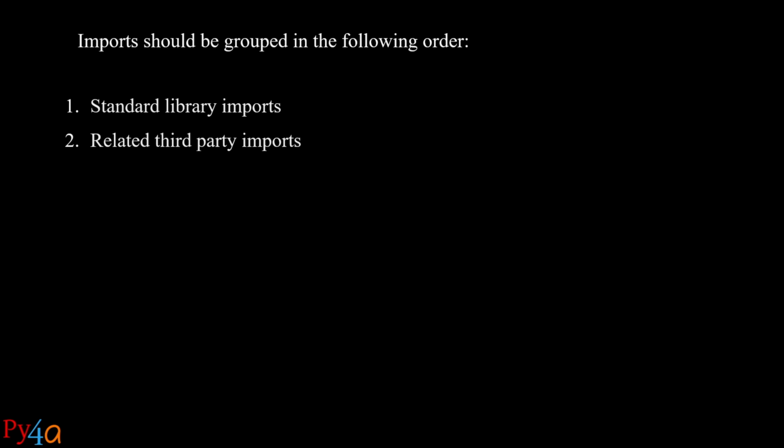Imports should be grouped in the following order: standard library imports, related third-party imports, local application or library-specific imports. What that means is that when importing, you should begin with the standard library imports in Python, followed by any related third-party imports, followed by your own library imports. In other words, if you have your own local functions or classes defined, you can import them in that order.